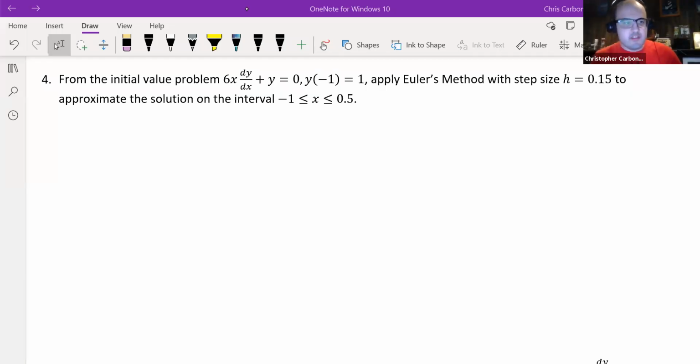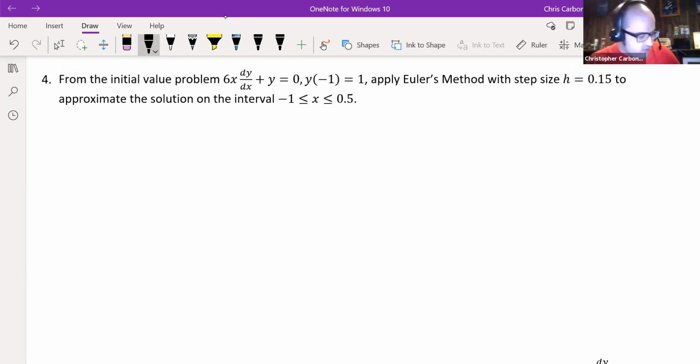Our next question here is from the initial value problem, 6x times the derivative of y with respect to x plus y is equal to 0. y of -1 is 1, and we want to apply Euler's method where step size h is equal to 0.15 to approximate the solution on the interval from -1 to 0.5 inclusive.